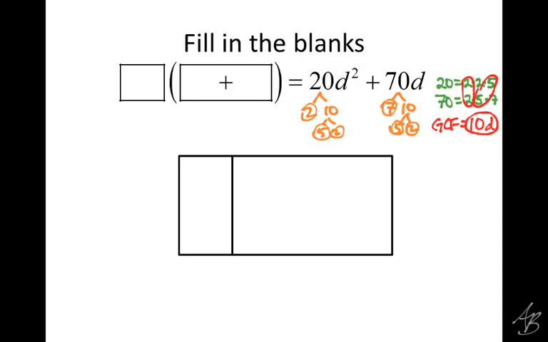Where's that going to go? Over on the left, because it is the height. And then I can label the height in both of these here, 10D times something. And what else do I know about these rectangles? I know the areas, right? I know the area of this one is 20D squared, and the area of this one here is 70D. Now what?